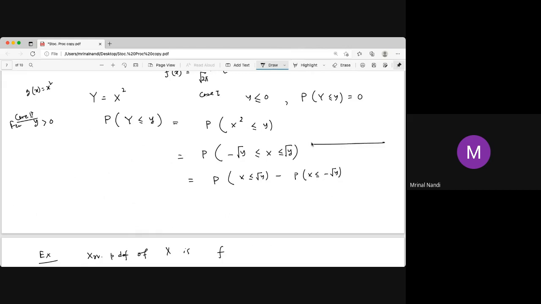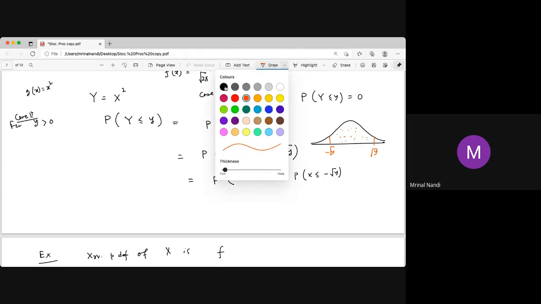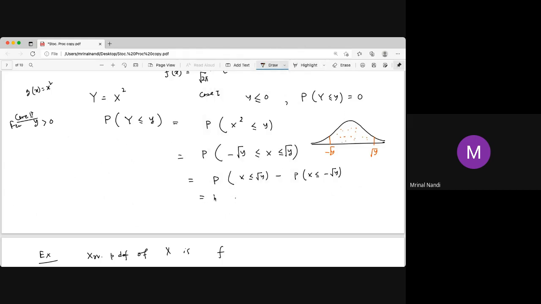So this is the standard normal distribution. If root y is here, and minus root y is the symmetrical opposite point, then this area is the probability. This probability is the distribution function of the standard normal, so it is capital phi of root y.